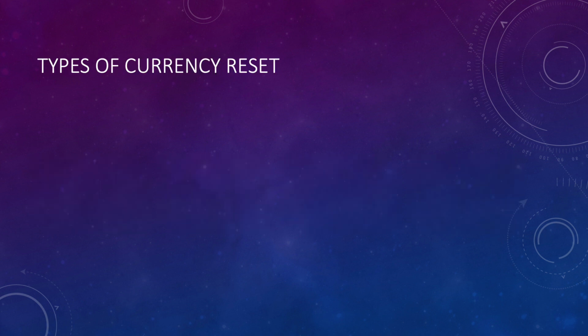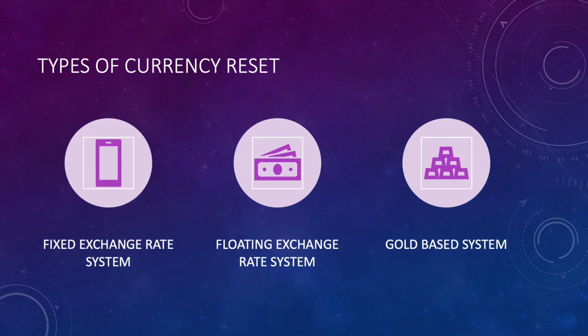Let's try to understand what the various types of currency reset are. There are three options we have got. The first option is something called the fixed exchange rate system. In this system, countries agree to maintain a fixed exchange rate between their currencies. The second option is the floating exchange rate system. In a floating exchange rate system, currencies fluctuate freely based on market forces. And the third and last option is the gold-based system. In a gold-based system, countries set their currency values based on a fixed quantity of gold reserves.